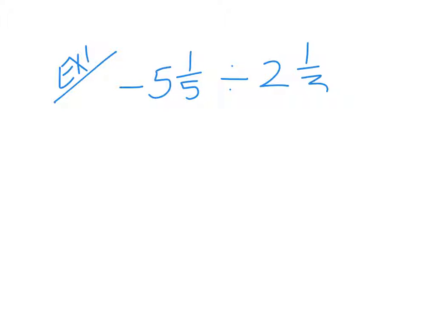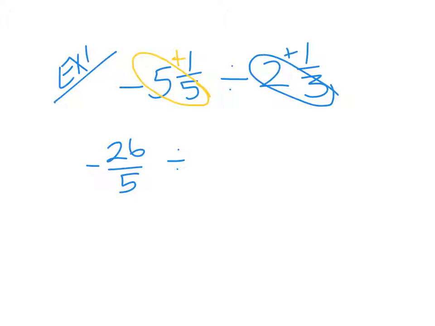All right, let's do example 1. Put it in your journals. Find negative 5 1/5 divided by 2 1/3. So what's my first step? We have to make it improper. Correct. You do 5 times 5 plus 1, 26, which would be 26 over 5. And then 3 times 2 plus 1, 7, is 7 over 3.